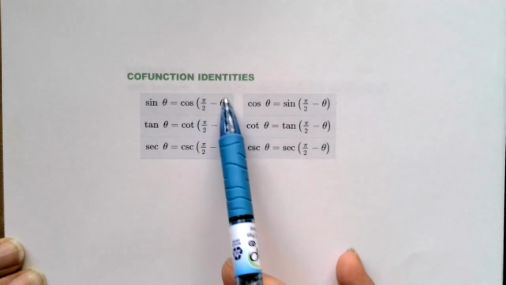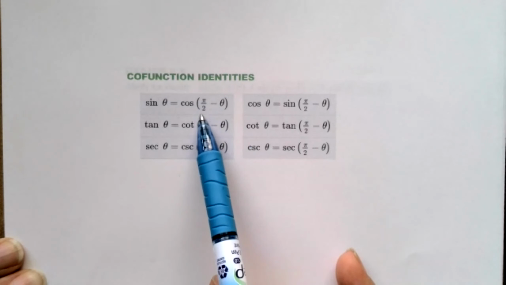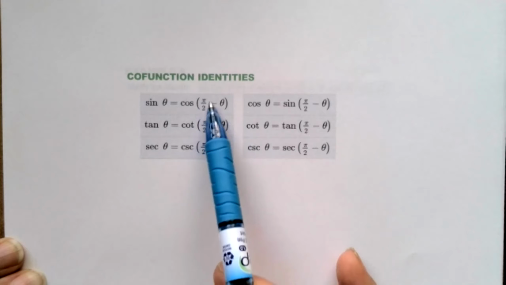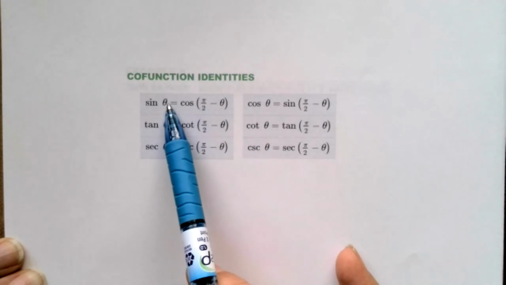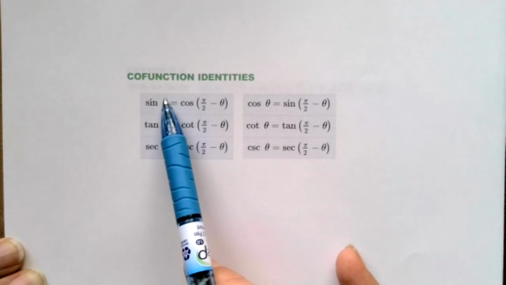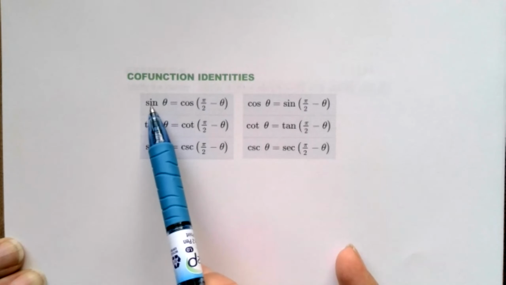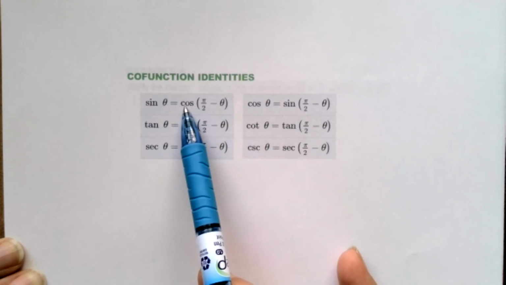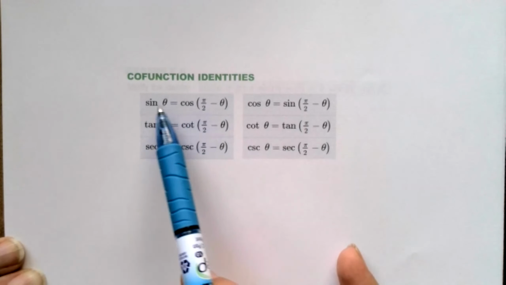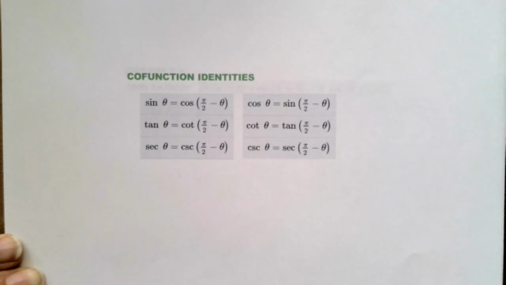Well, in the argument, notice it's pi over 2 minus theta. So when you substitute pi over 2 minus theta in the argument, the function is going to be changed to a cofunction. So that's how you can remember it.